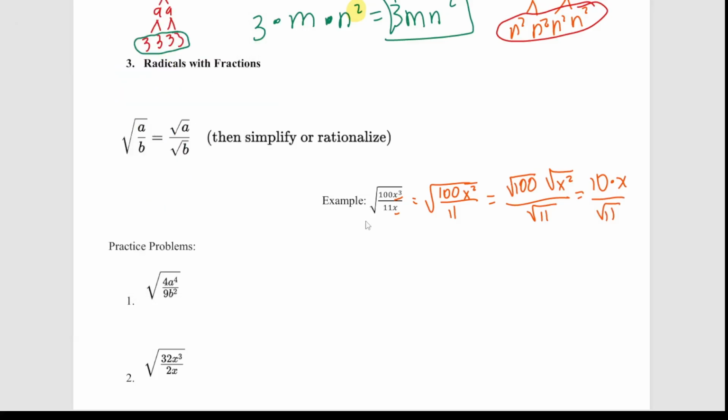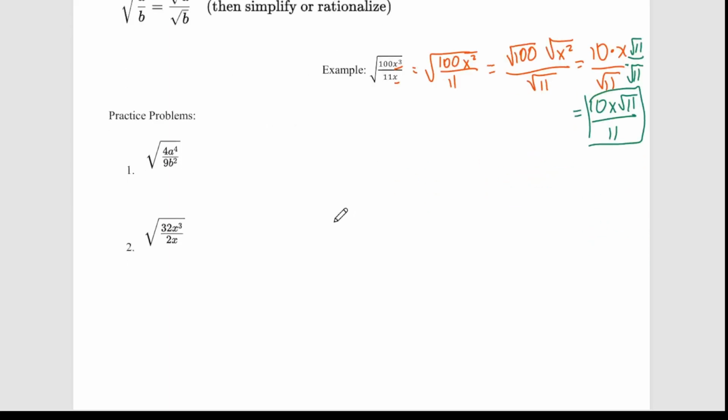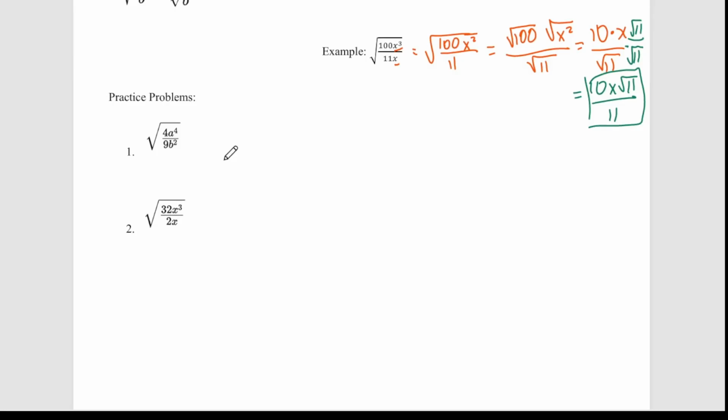Now we're ready to rationalize by multiplying both the numerator and the denominator by the square root of 11. And you would be left with 10x square root of 11 over the square root of 11 squared, which leaves you with 11. So similarly on these next ones, we're going to want to simplify as much as we can before we bother with the rationalization, because that may or may not actually be a step we have to do. So we'll rewrite this by distributing the root to everybody. So we have the square root of 4 times the square root of a to the 4th over the square root of 9 times the square root of b squared.